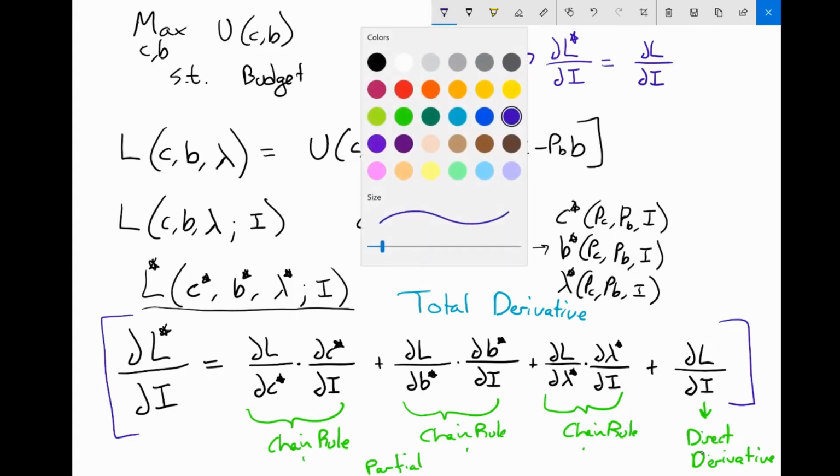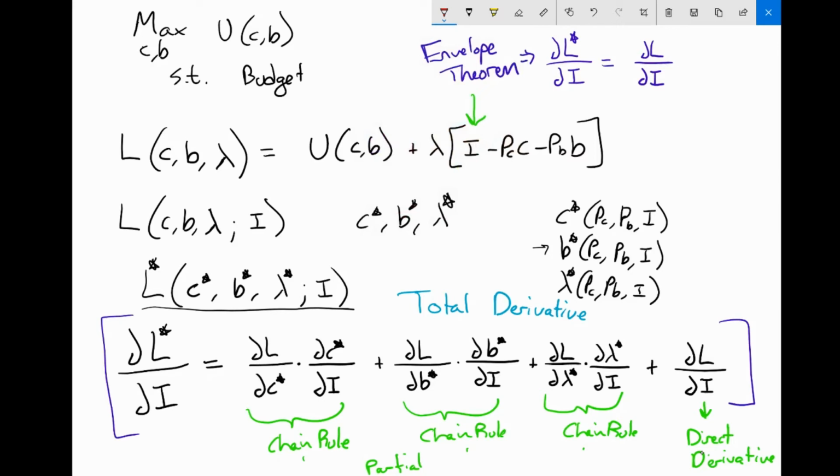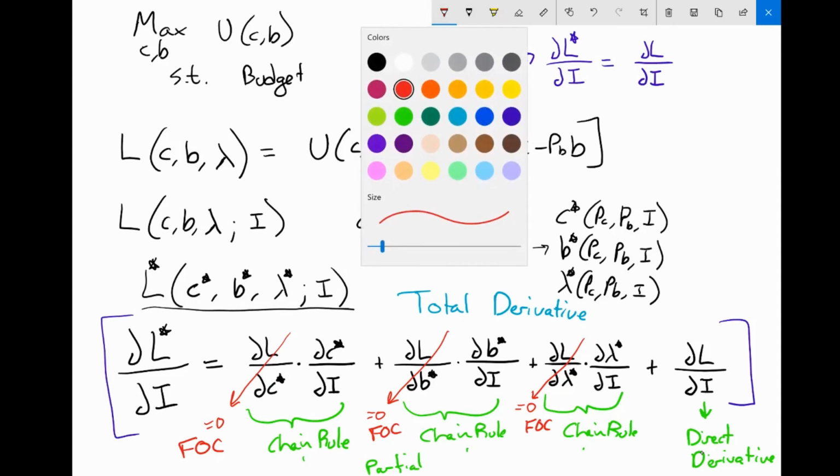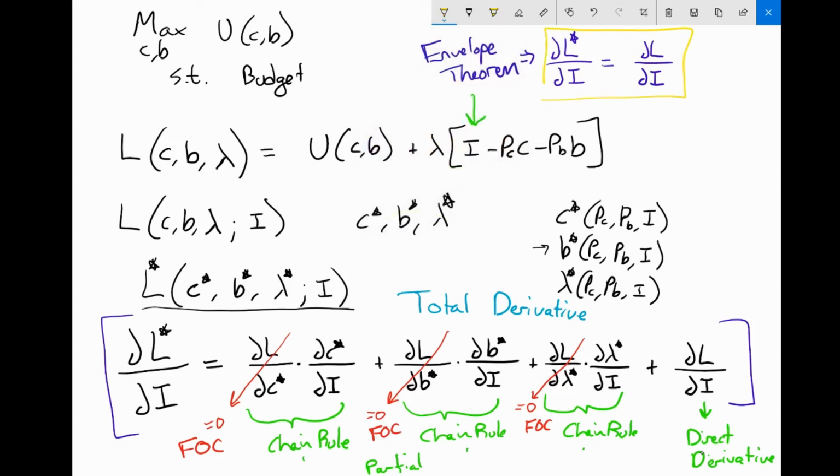I only need to do the direct derivative. And why is that? Well, it's because at the optimal, the derivative of L with respect to C is equal to 0. The derivative of L with respect to B is equal to 0 at the optimal. The derivative of L with respect to lambda star at the optimal is equal to 0. This is because these are first order conditions from the optimization. And so those are all equal to 0, which means that we can use just the direct derivative.